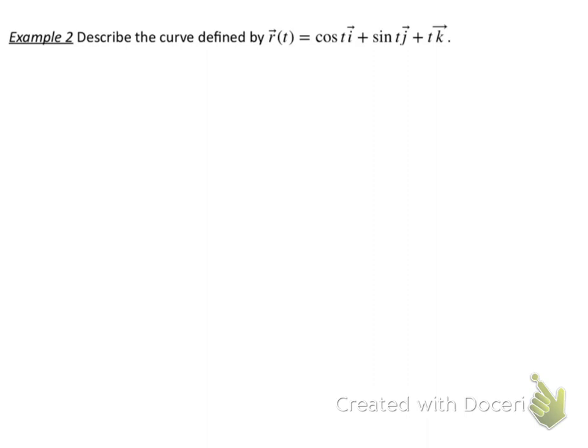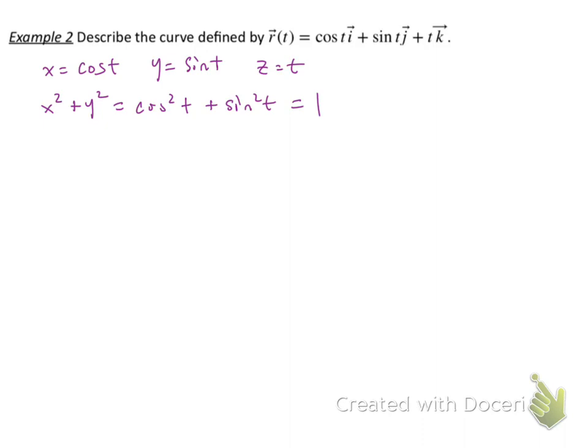Describe the curve defined by r of t equals cosine t, sine t, t. Here, the x coordinate is cosine t, the y coordinate is sine t, and z is just t. First, if you observe, x and y are more connected because they are both trig functions, and when you do x squared plus y squared, you get cosine squared plus sine squared, and that is the Pythagorean identity, the trigonometry version, giving you 1.